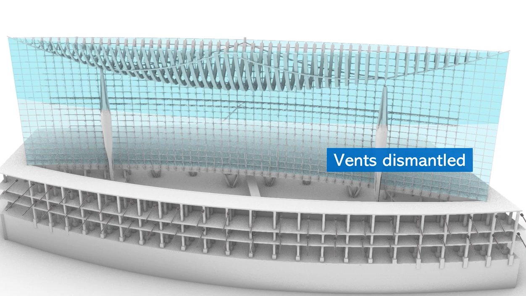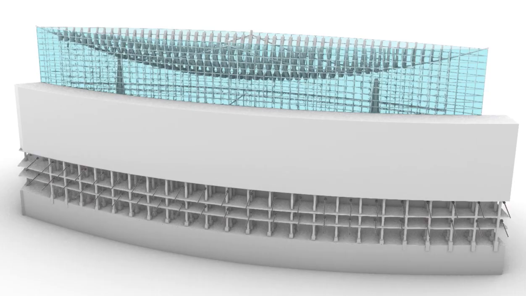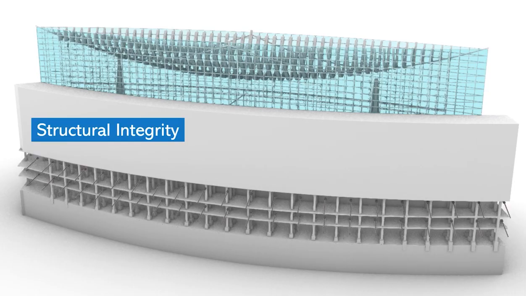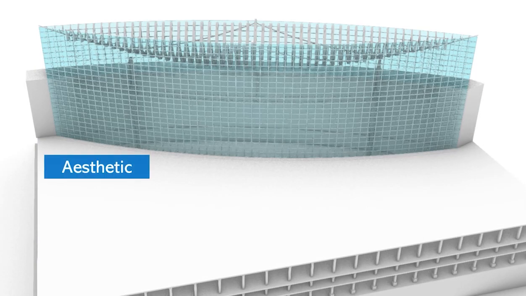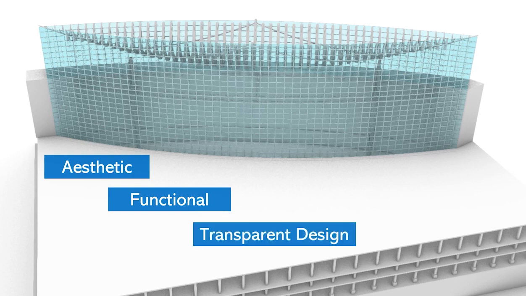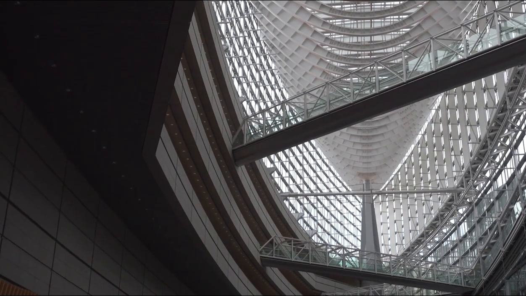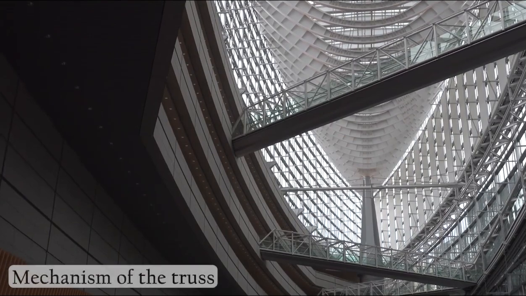This comprehensive approach not only ensured the structural integrity of the glass hall, but also facilitated the aesthetic and functional aspects of its large, transparent design. Next up is the structure and the mechanisms of the truss.